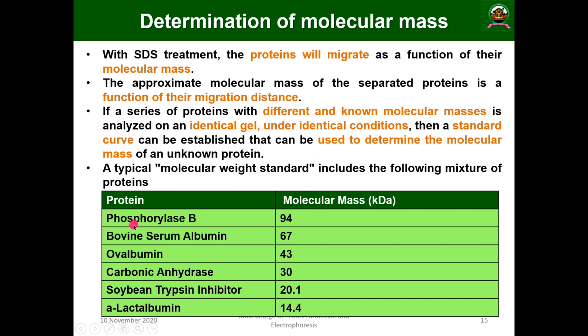Commonly used standards are phosphorylase B, a protein with a known molecular mass of 94 kilodalton; bovine serum albumin, 64 kilodalton; ovalbumin, 43 kilodalton; carbonic anhydrase, 30 kilodalton; soybean trypsin inhibitor, 20.1 kilodalton; and alpha lactalbumin, 14.4 kilodalton. So various controls or reference molecular weight standards are available. You can use all of these.